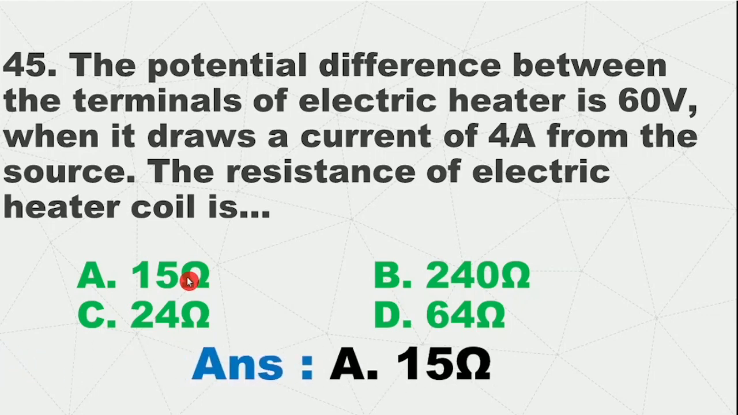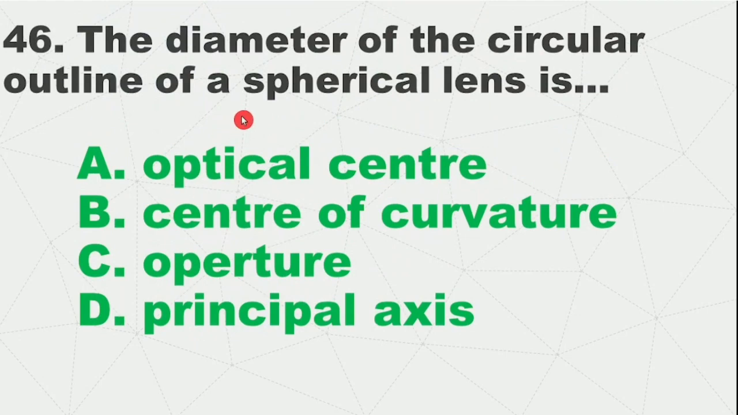Question number 46. The diameter of the circular outline of a spherical lens is. So what they are calling the diameter of the circular outline of the spherical lens is aperture.